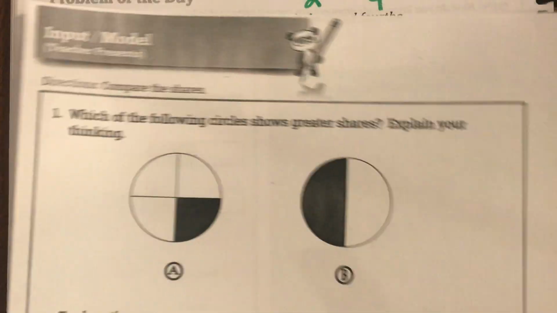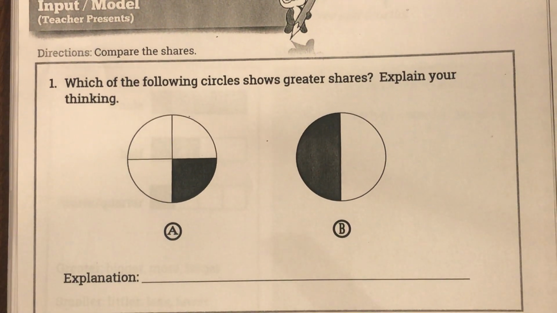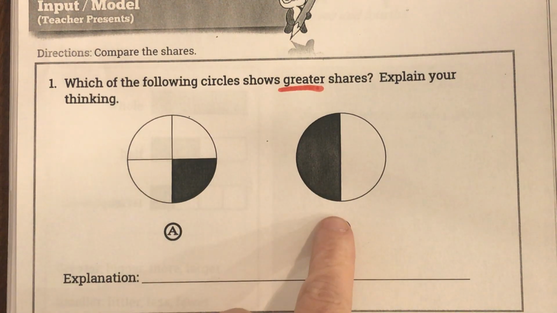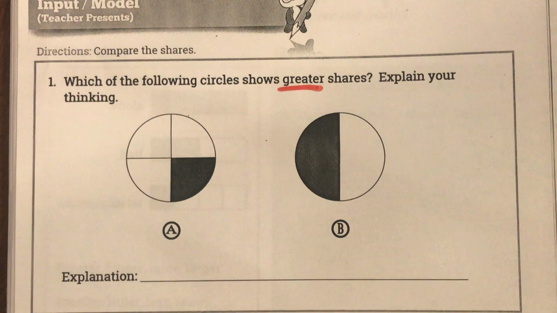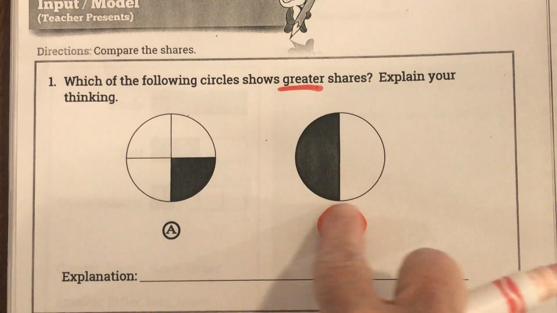If you want to set your pencil down, here is my first question. It says, which of the following circles shows greater shares? Explain your thinking. Which one is greater? Greater means more or larger or bigger. So which piece is bigger, larger, or greater? I think it's B. This piece is larger.